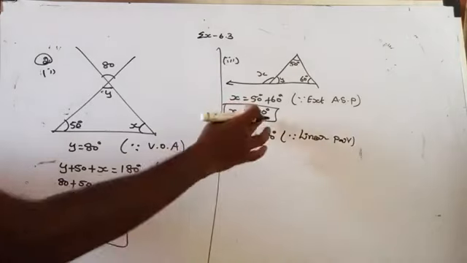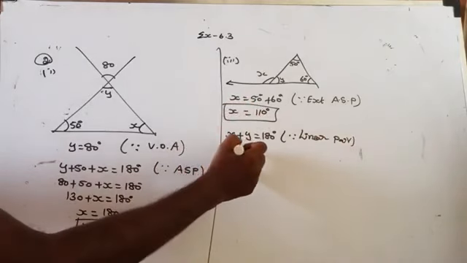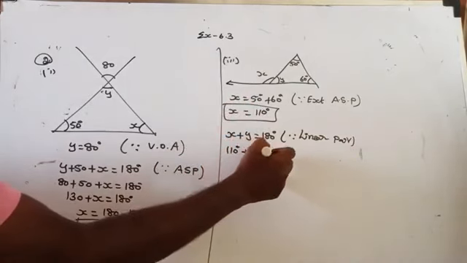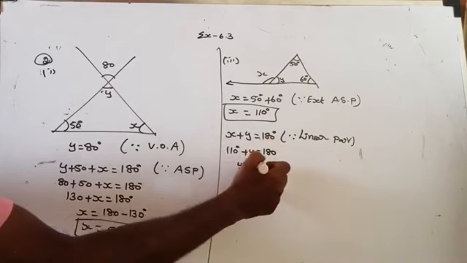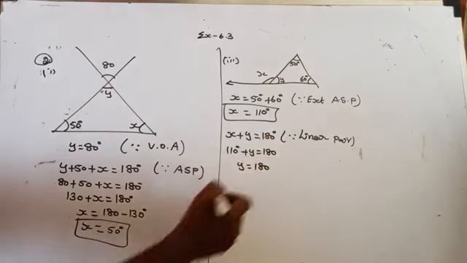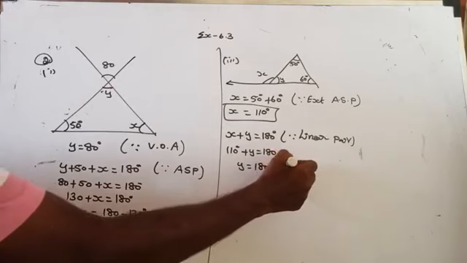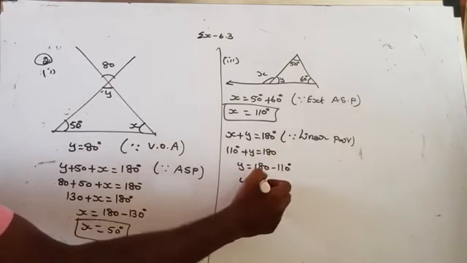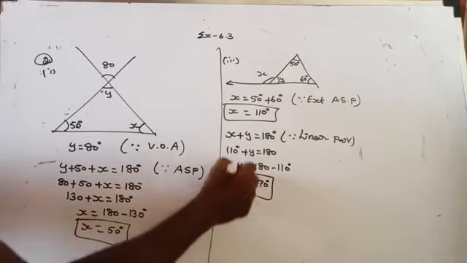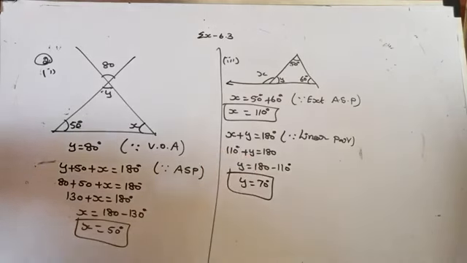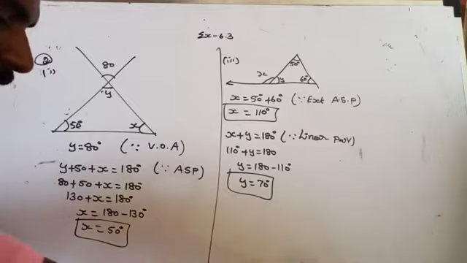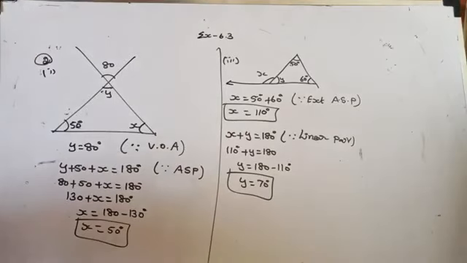So already we found the value of x. 110 degree plus y is equal to 180 degree. Then y equals 180, transpose this 110 degree from the left hand side to the right hand side, then it is minus 110 degree. 180 minus 110 is what? 70 degree. Are you getting here? Yes. Now we found both the values of x and y here. Then come to the next question.